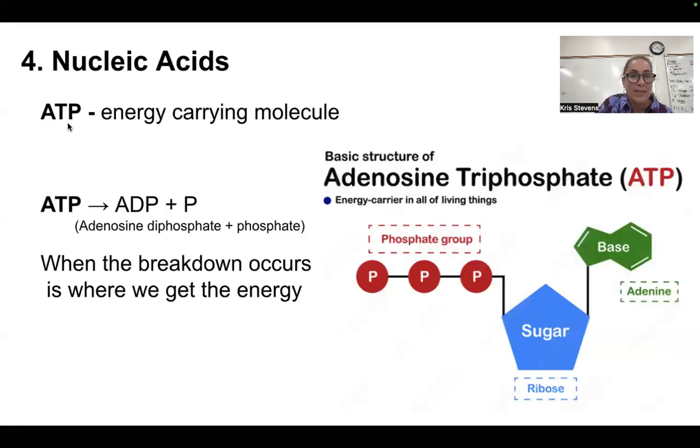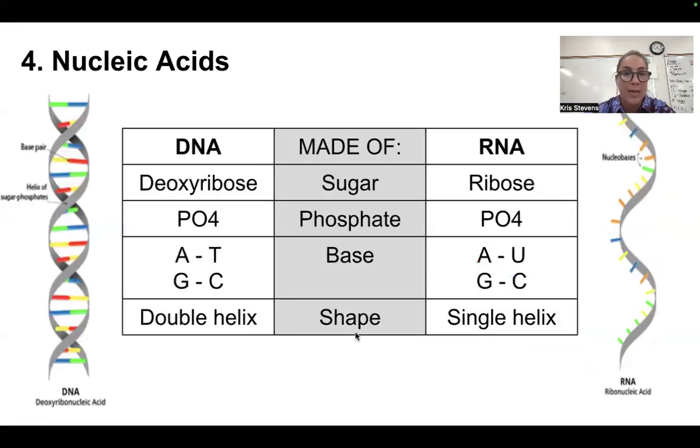One example of a nucleic acid is ATP, the energy carrying molecule. ATP, which is adenosine triphosphate, can be converted to ADP, which is adenosine diphosphate. What does di mean? 2. What is triphosphate? 3 phosphates. When this reaction occurs and that phosphate is broken off, energy is released. That's where we get energy. But that's one nucleic acid. The others that we also think of are DNA and RNA.